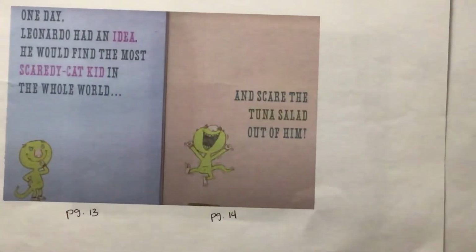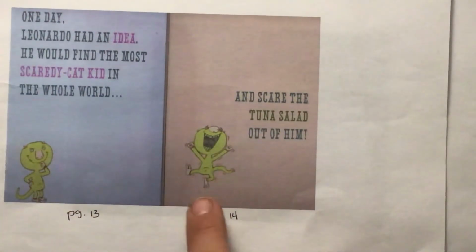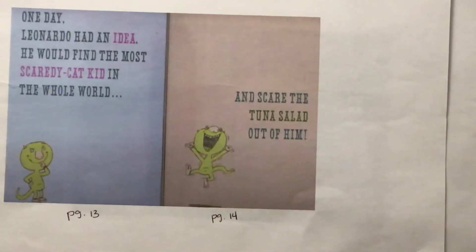Another example is on page 13 and 14. The text tells us that he had an idea, that he would scare the most scaredy cat kid in the world. We can also tell how he feels about this from looking at the pictures. On page 13, he's thinking of the idea, but once he's thought about it, on page 14, we can see he's jumping up and down, and he has a huge smile on his face. This tells us that he's happy.